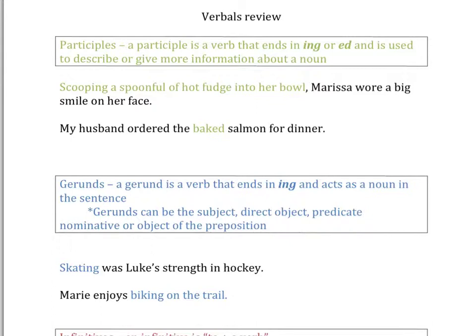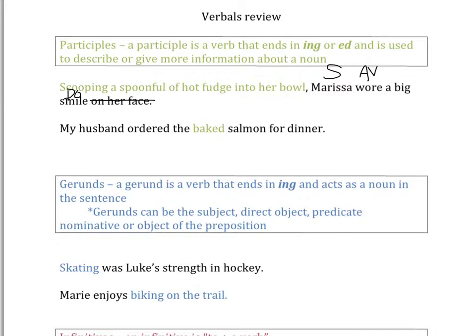Scooping a spoonful of hot fudge into her bowl, Marissa wore a big smile on her face. So in this sentence, Marissa is the subject, wore is the action verb. What did Marissa wear? Smile is the direct object, and on her face is a prepositional phrase. So we're left with scooping a spoonful of hot fudge into her bowl.